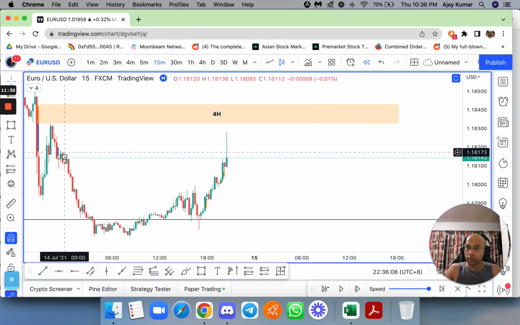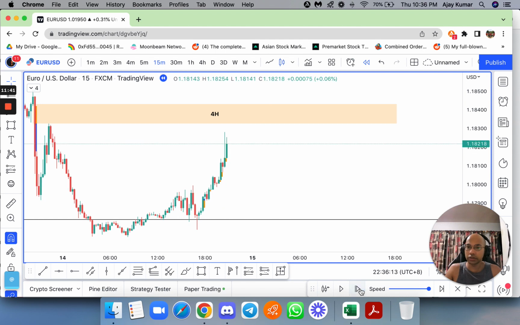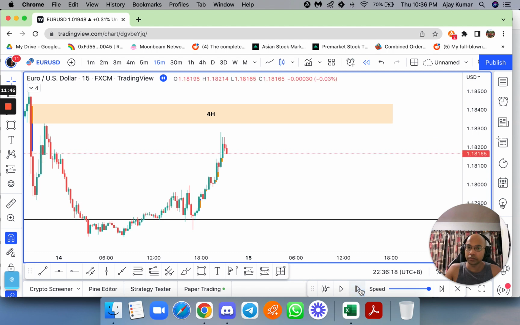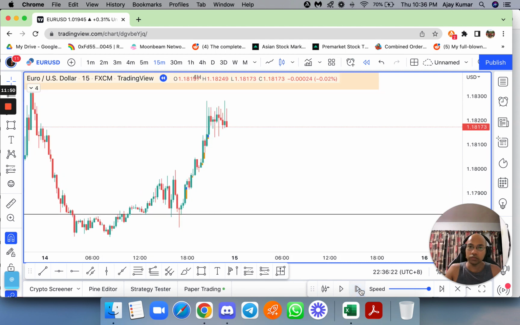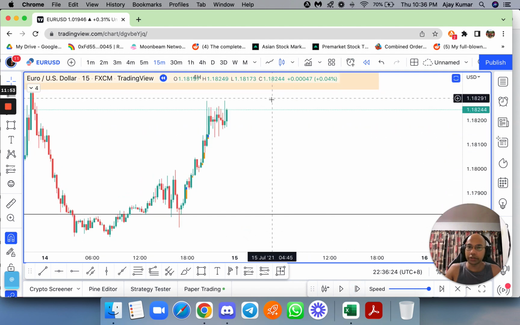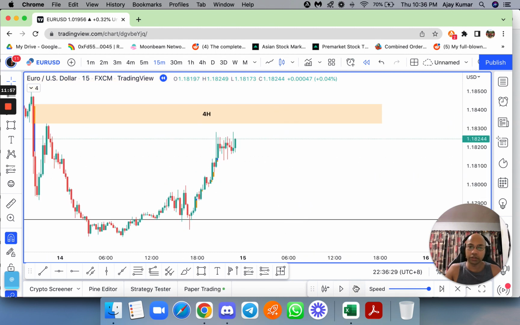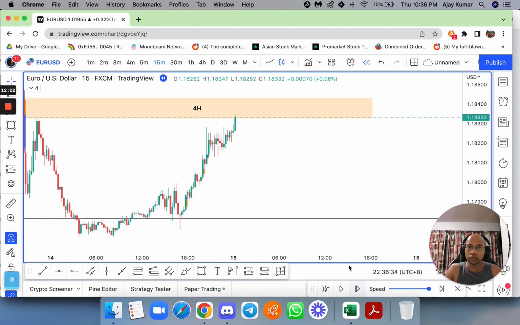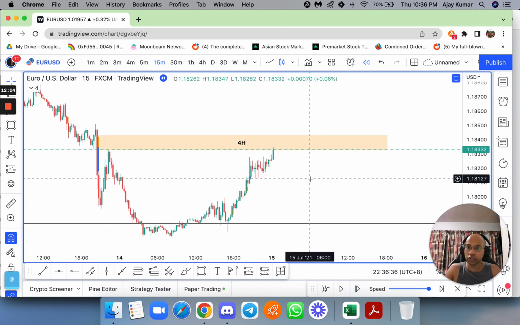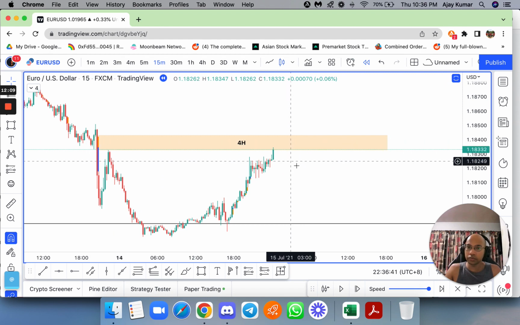I might consider this as a high, but it didn't break that. See, I still haven't entered anything. It's because remember our strategy, which is a sweep on the 4 hour and then a break in market structure. It's going to fill up this fair value gap.